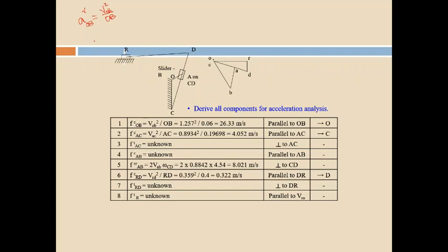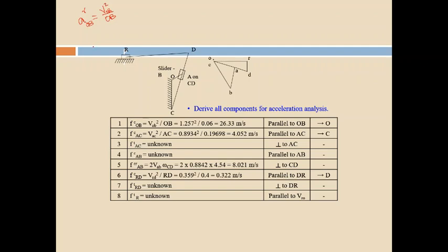Similarly, we will have a tangential component, but in this problem, they didn't give the angular acceleration. In the previous video itself, I told you, if they didn't give the angular acceleration for the crank, it will have only radial component, it will not have tangential component. But the remaining components will all have radial and tangential components. Okay, next what is the link?